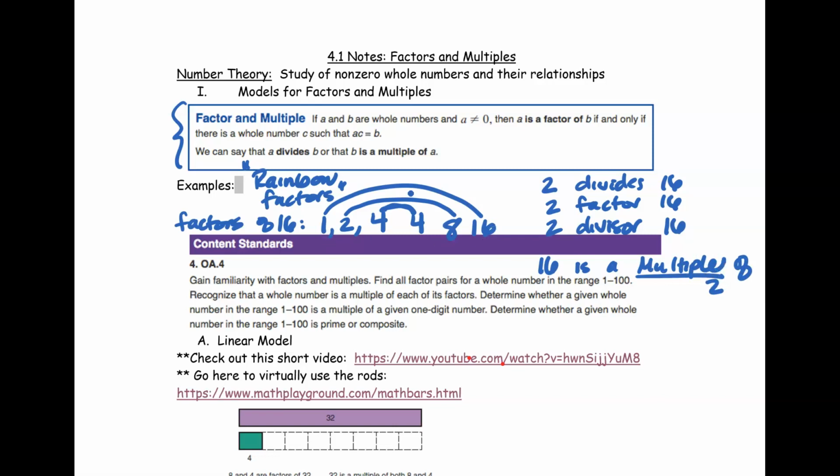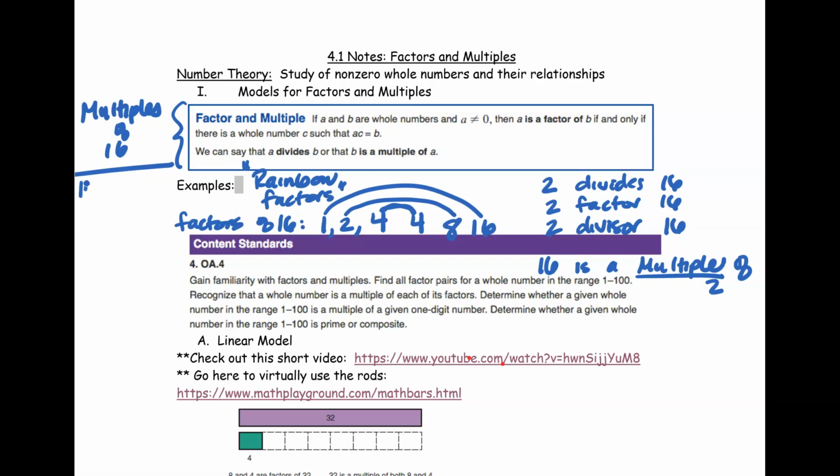So these are all factors. These numbers all divide or divisors of 16. Well, 16 is also a multiple of all of these numbers. So what is a multiple? Let's list out multiples of 16 over on the left. So multiples of 16. A multiple of a number is a number that you get by taking a number and multiplying it by anything.